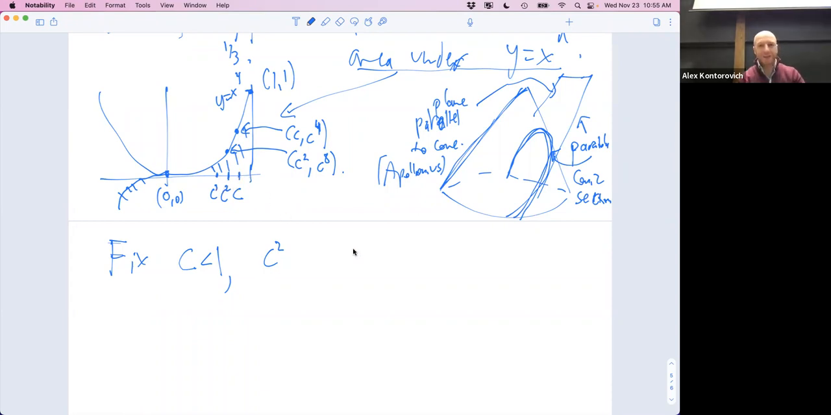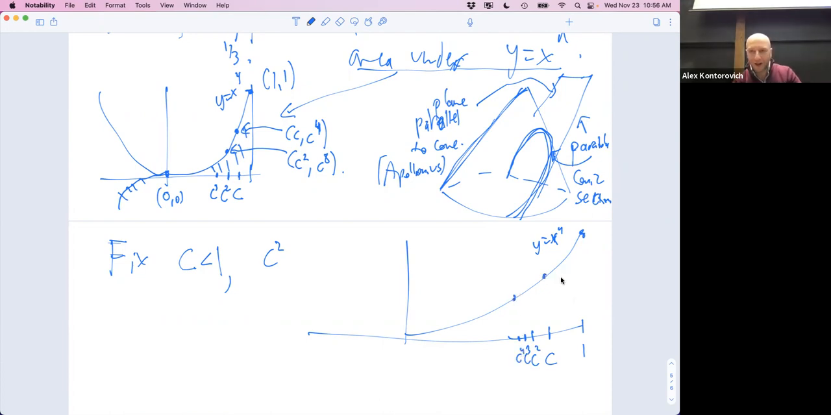Now they're not equally spaced. I'm not doing a very good job of drawing this. Let me try a better picture. So here's the graph of y equals x to the 4th. Here's 1, 1, 1. If this is C, then C squared is a little closer, and C cubed is a little closer, and C to the 4th is a little closer still. So this is C squared, C cubed, C to the 4th. And here are all these values.